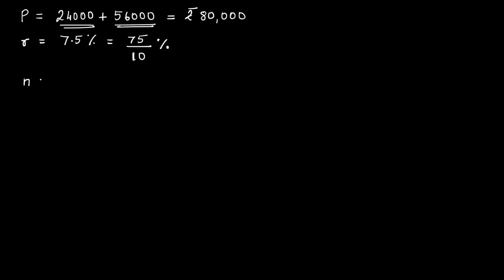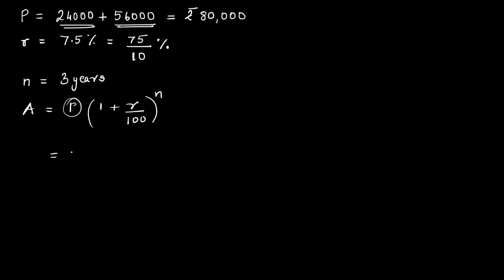Now tell me how many years are they talking about? 3 years. Also check what are we supposed to find? What will be the total amount? Total amount. Is there a formula for amount in compound interest? Yes, sir. What is the formula? A is equal to P into bracket 1 plus R upon 100 raised to N.